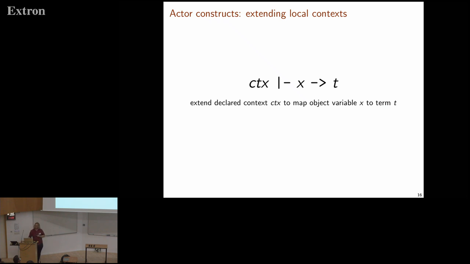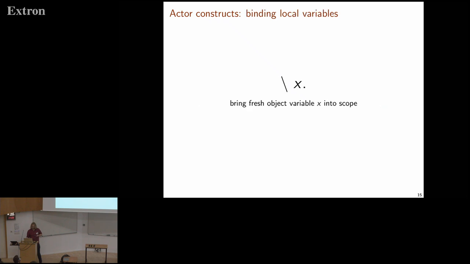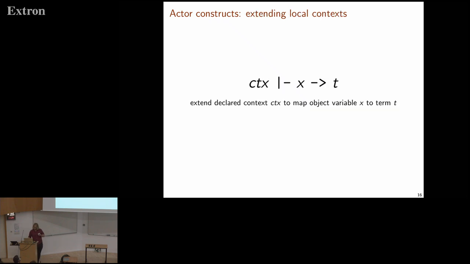So for example, if you're doing type checking, then you probably want to associate the type to all the variables. If you're doing evaluation, then you might want to associate the value to all the variables, et cetera. So that's a way to do it. After you've extended with a fresh variable, then you want to say what relevant information is associated with it. You do that with this actor.